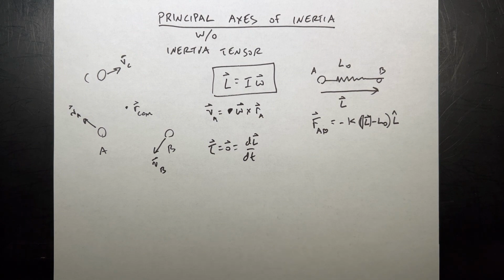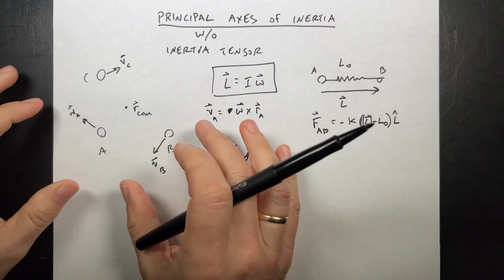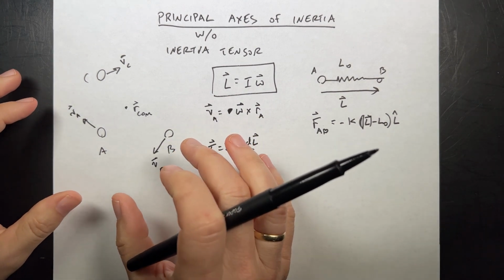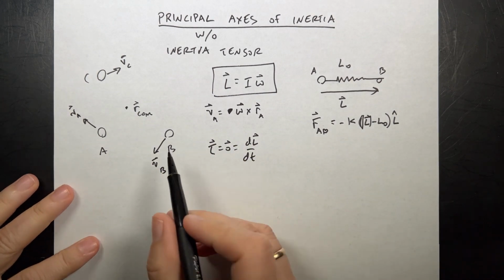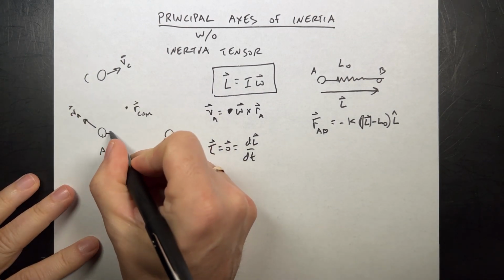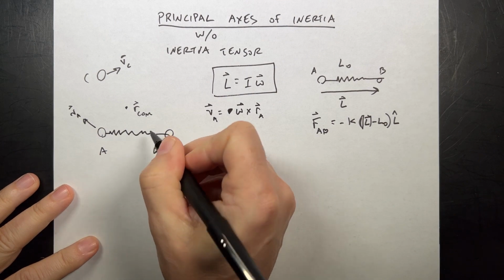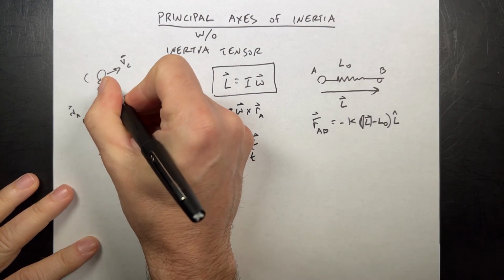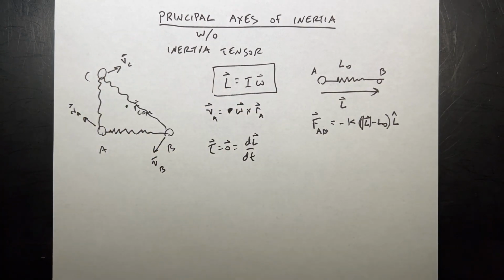And so one way to deal with a rotating rigid object is to make it not rigid. And that's what I'm going to do. So I have my three masses here. What I'm going to do is connect them by springs. And that way I don't have to use the moment of inertia tensor. I can just use the momentum principle.